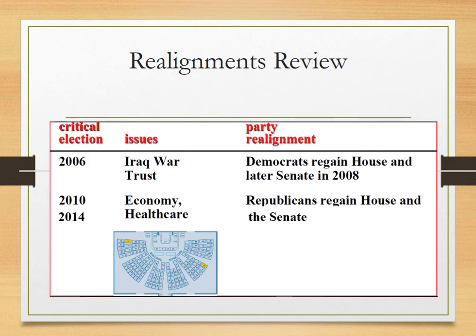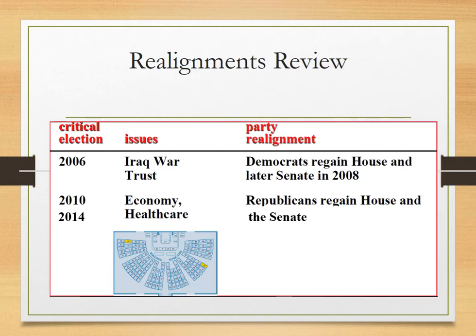In the critical election of 2006, the Iraq War and trust were at issue. The Democrats regained the House and later the Senate in 2008. Then a party realignment from the critical elections of 2010 and 2014 when Barack Obama was president. Though he won by record numbers in 2008, he also lost by record numbers in the House and in the Senate, and across various state legislatures in 2010 and 2014.